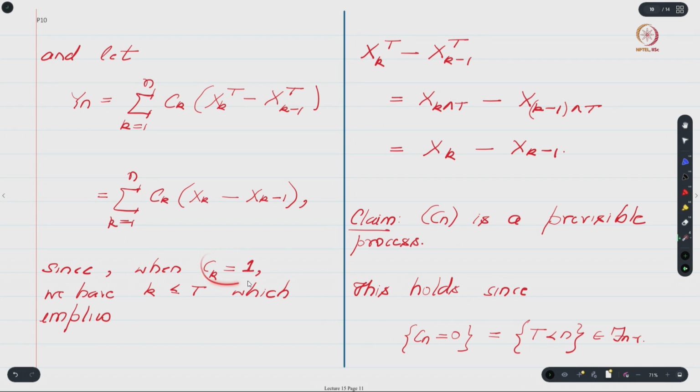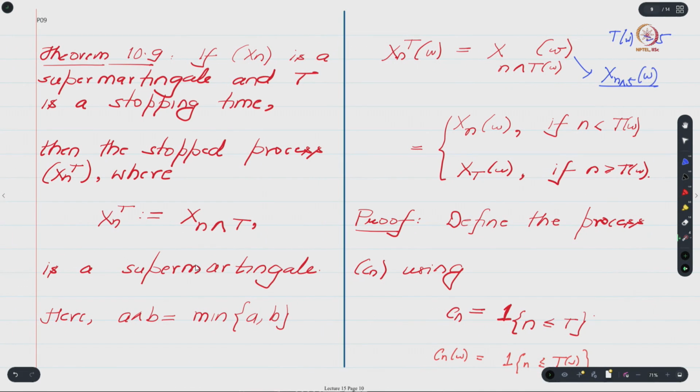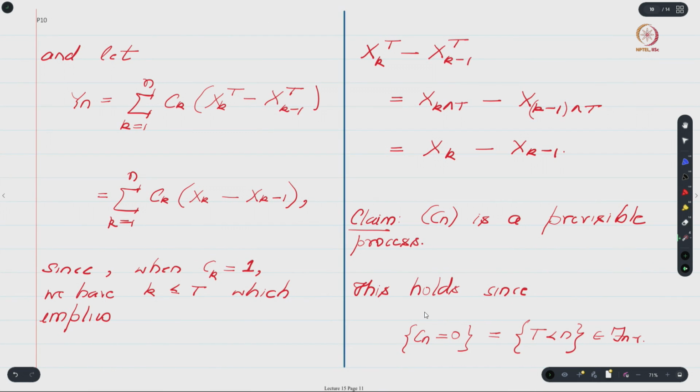Now notice that whenever Ck is 1, from the definition of Cn over here, one can see that k is less than or equal to t. So whenever Ck is 1, k is less than or equal to t, hence this difference must equal Xk^t minus Xk-1^t. Since k is less than or equal to t, this expression must equal Xk, and this expression, since k minus 1 is less than k and k is at most t, must also equal Xk-1. So in other words, this difference must equal this difference over here. Is that okay?